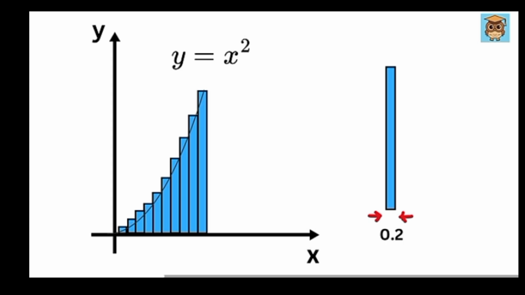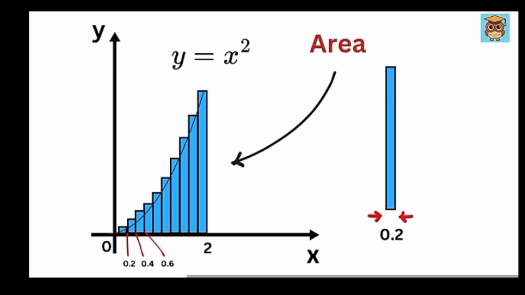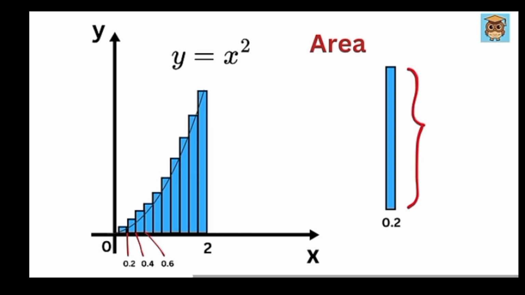This is indeed tiny. So, how many of these rectangles will be needed if our parabola extends till x equals 2? We need 2 over 0.2 or 10 such rectangles, right? And these x values will be 0.2, 0.4, 0.6, and so on till x equals 2. Now, in order to calculate the area of these rectangles, we need base and height. Base is this, so we only need height.